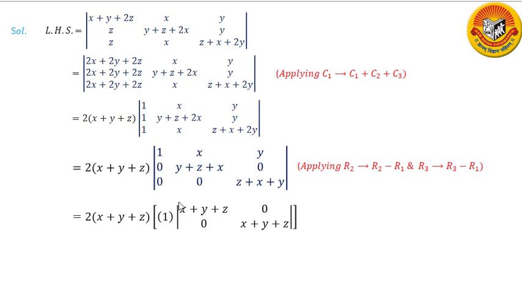So again I can take this x plus y plus z common from second row and third row, or else I can expand this determinant along column C1. So after expanding this determinant along column C1, I get this determinant, and its solution will give me 2 times x plus y plus z the whole cube, which is right hand side.